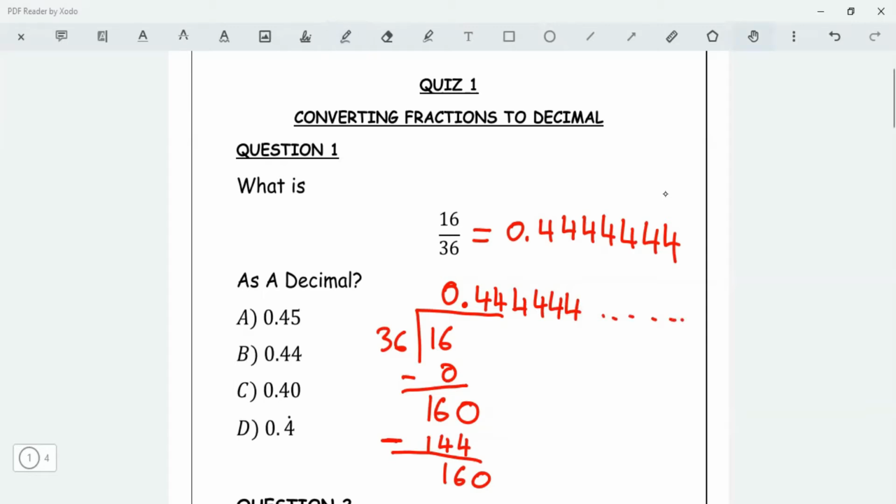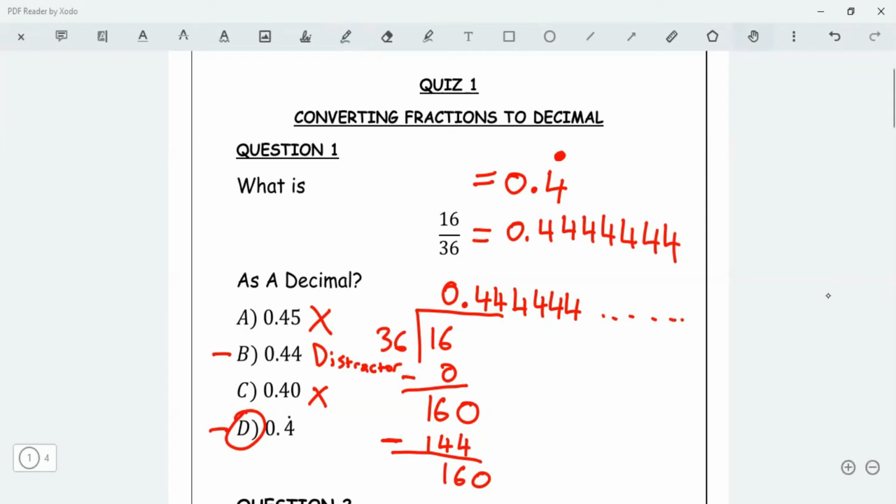But which of these best represents 0.44444444? Remember, 0.45, nope, 0.45 is not it. 0.44, 0.40, this one's out. So these two are out. Now we're between B and D. Now D is what? 0.4 with a dot. The dot above it means that the 4 is recurring. Remember that 0.44 can be written as 0.4 with the dot above it to show that it is recurring. So your option is D. Option B was a distractor.